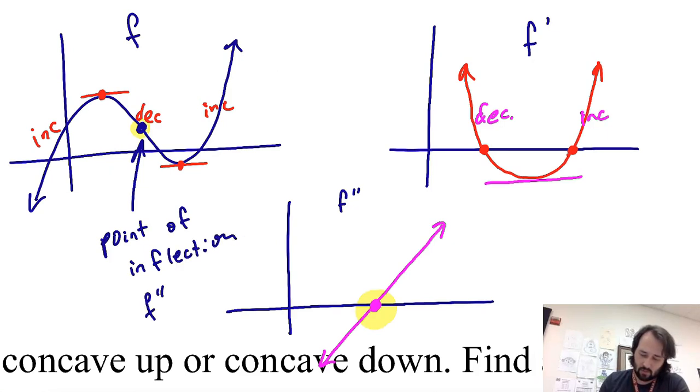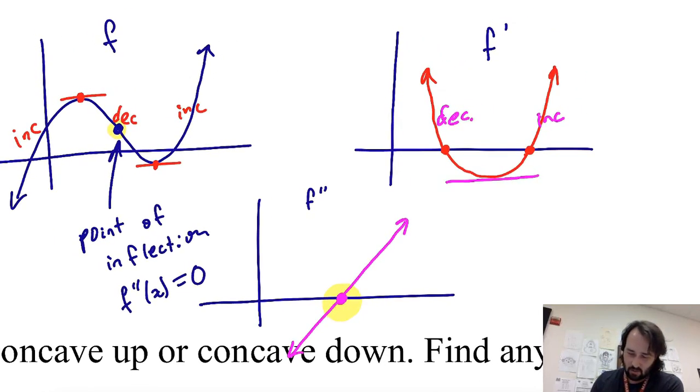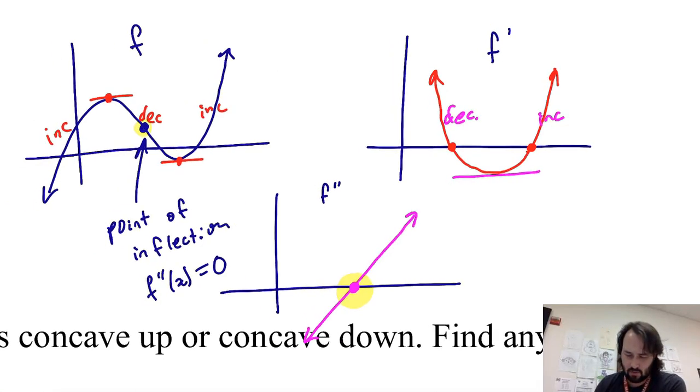And that happens when f double prime of x is equal to 0, as long as, right, it goes from negative to positive. The times that it will not change at a point of inflection, concave up to concave up. What would that look like? I can't think of anything right now, but maybe going through it, we will come up with something.